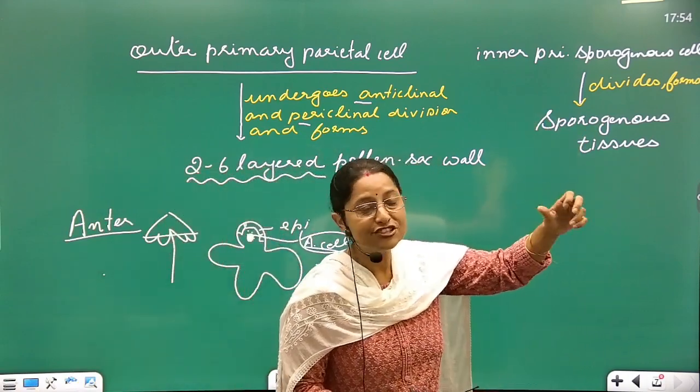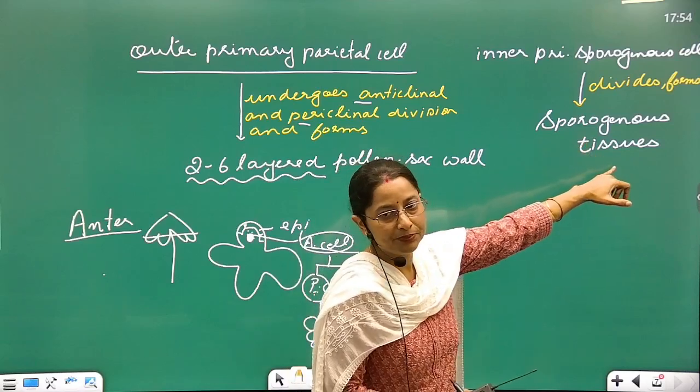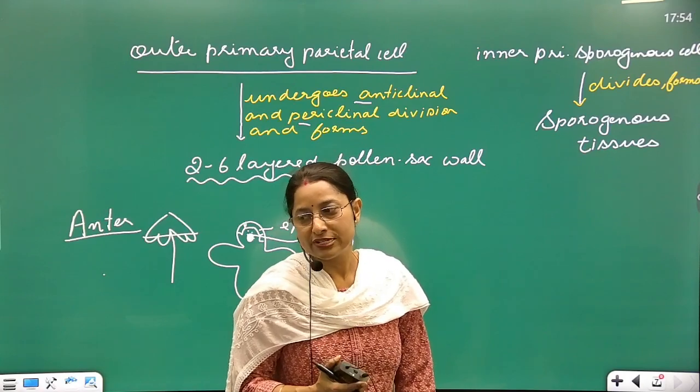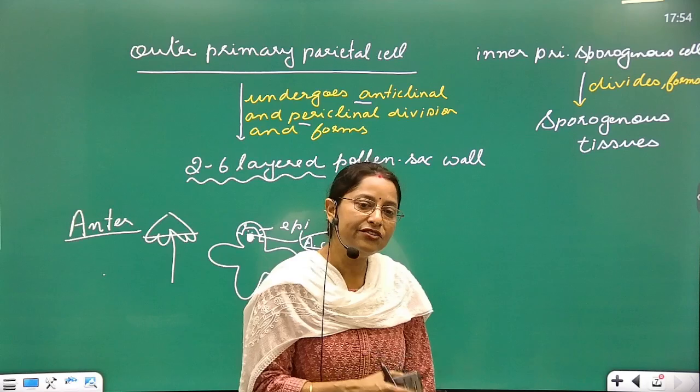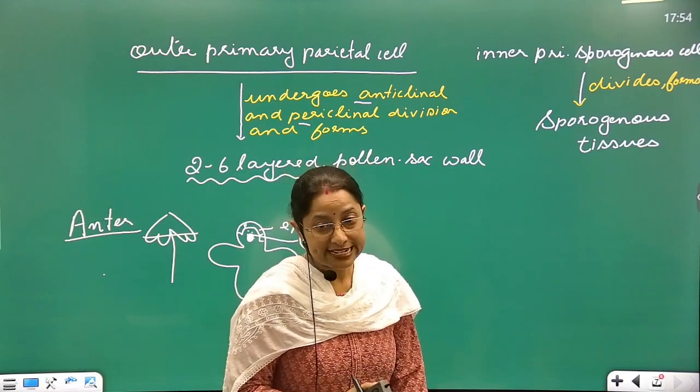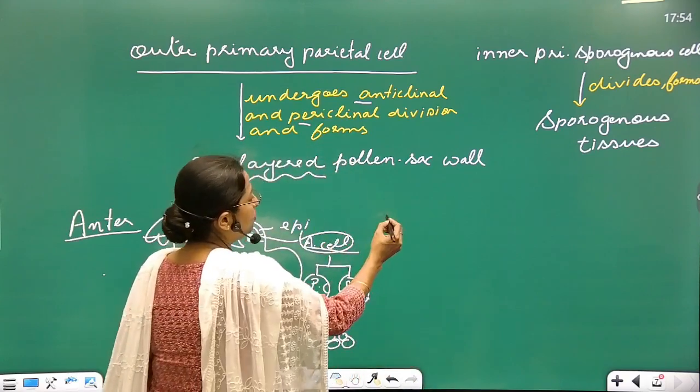Similarly, the sporogenous cell will divide, and after dividing it will form many cells. A collection of cells would be called what? Cells or a collection of cells are called tissues, right? So the sporogenous cell was a single cell that divided and redivided to form a group of cells, and they would be called sporogenous tissues.